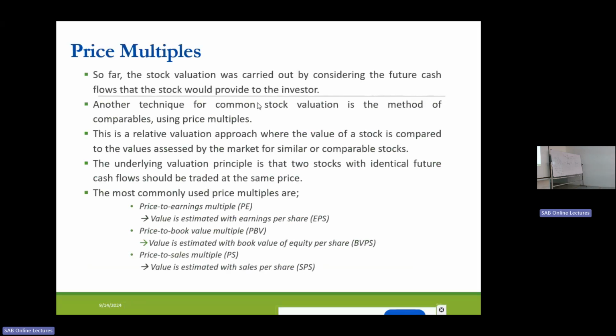So now we are going to the price multiples. So far we discussed dividend discounting models. If you recall, we started with the single holding period, then we discussed the multiple holding period. If you invested for a particular window, you can calculate value using the single holding and the multiple holding period.